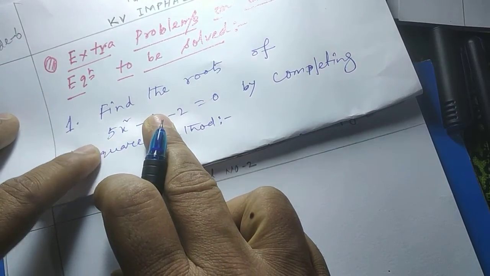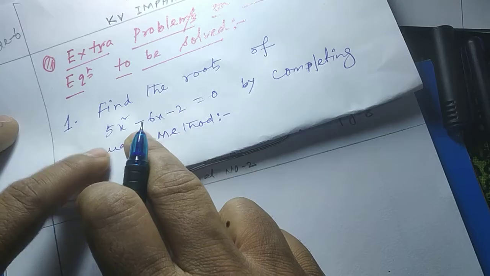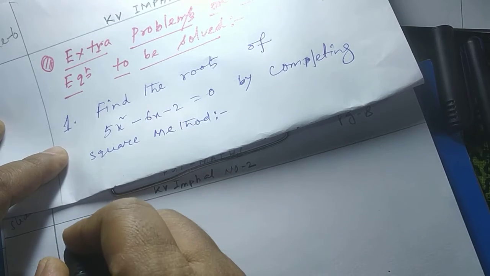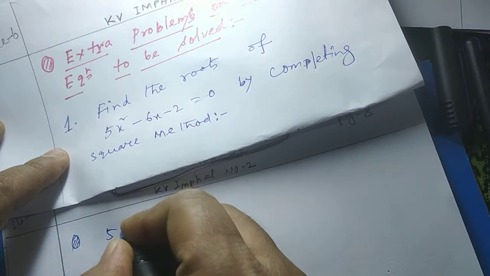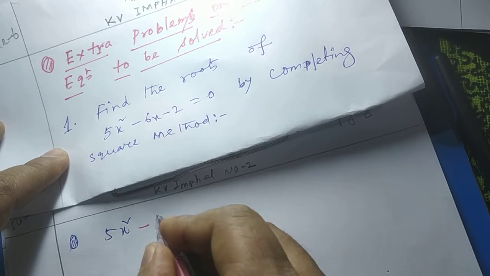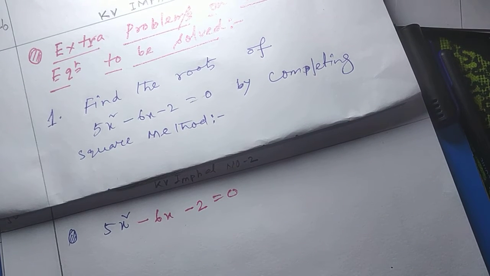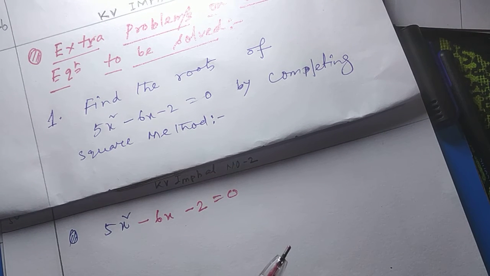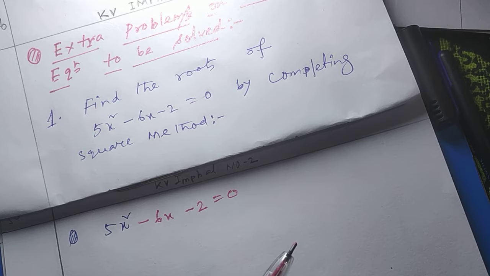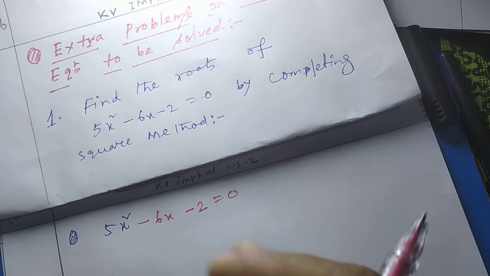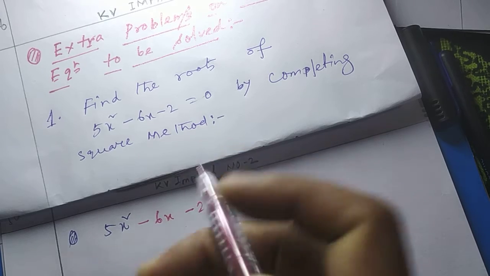Let us solve the first one. Find the roots of the equation 5x square minus 6x minus 2 equal to 0 by the completing square method. First let us write the question: 5x square minus 6x minus 2 equal to 0. You have to find the roots by following the completing square method. In the previous videos I have already shown how to tackle it. Previously we first had to make the coefficient of x square one, but here we shall solve in another very easy way. Let us look at it.